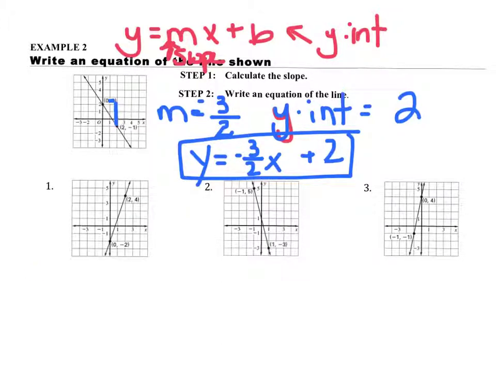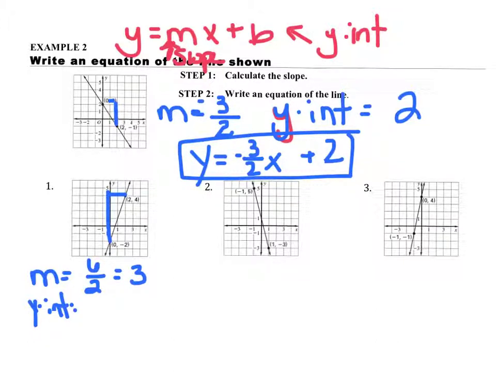All right, so we need our slope and we need our y-intercept. So let's go ahead and find our slope. I'm going to go up 1, 2, 3, 4, 5, 6. I went up 6, and I went to the right 2. So 6 all over 2, which is going to give me a slope of +3.